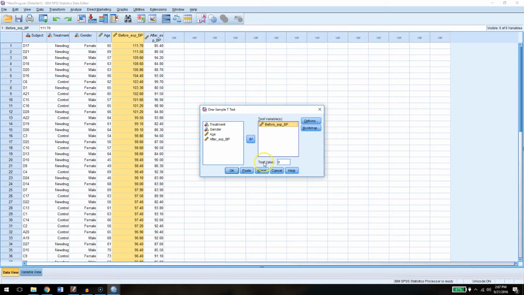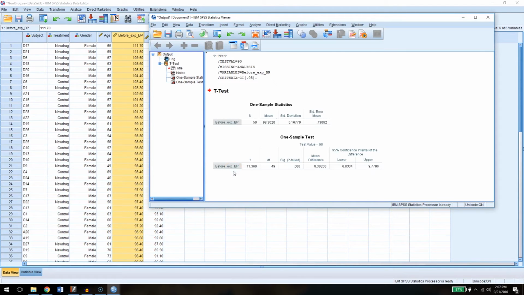And here in test value is where we're going to put in our benchmark, our comparison. So we want to compare whatever their before average is to a value of 90. We think 90 is a good place to be, and we want to know, are they significantly above that at the moment? So we just click 90. That's the mean that we're comparing it to in theory, and we have our actual data, and we hit OK. And there we have it.